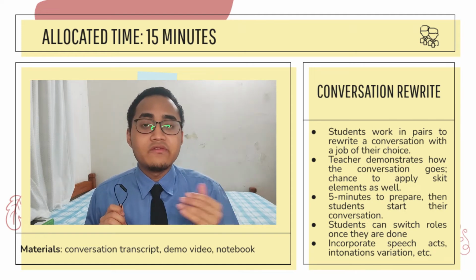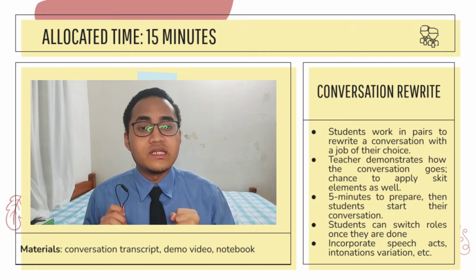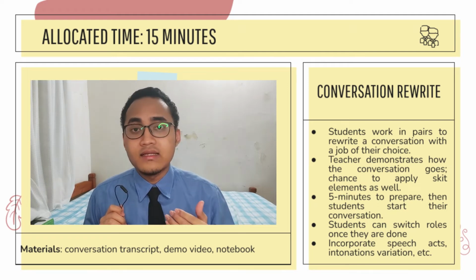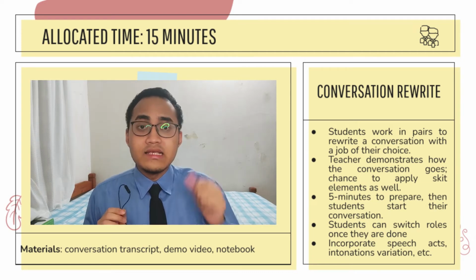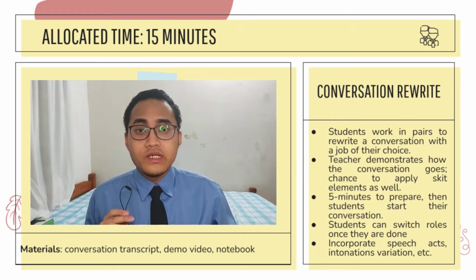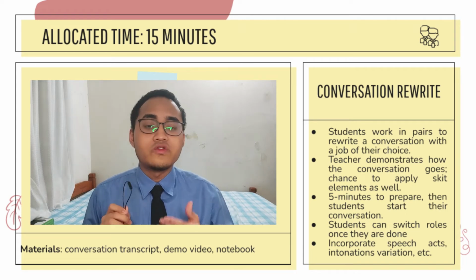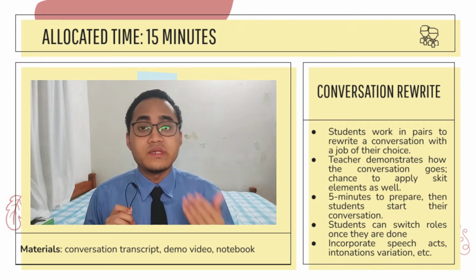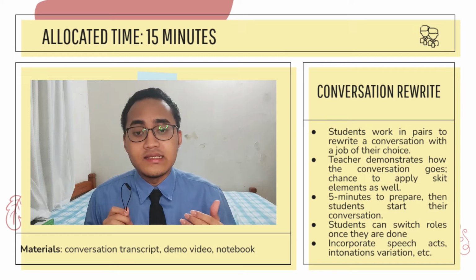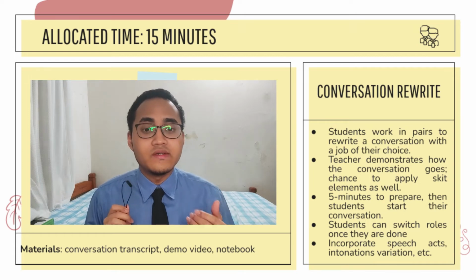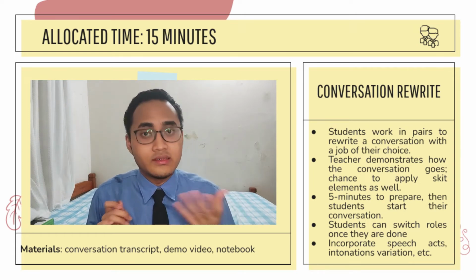Then, students take 5 minutes to prepare the conversation by rewriting it in their notebook and then reenact the modified version of the conversation with a talk partner. This is done at their own seats, by the way, and not in front of the classroom. Once they are done, they can switch roles between each other, and the teacher could also encourage them to incorporate speech acts, vary their intonations, and include discourse markers to make the conversation sound more natural.